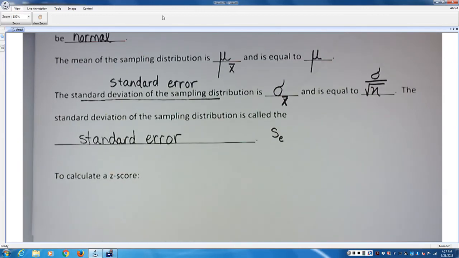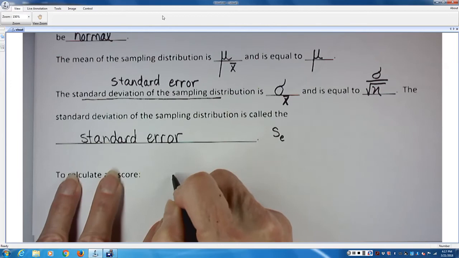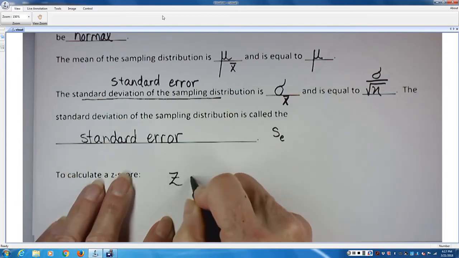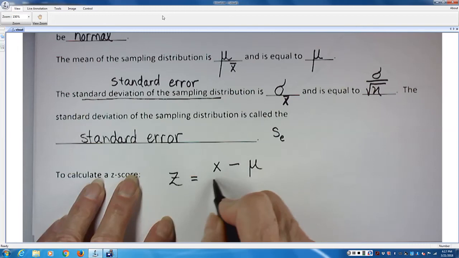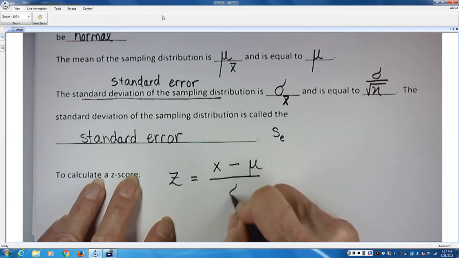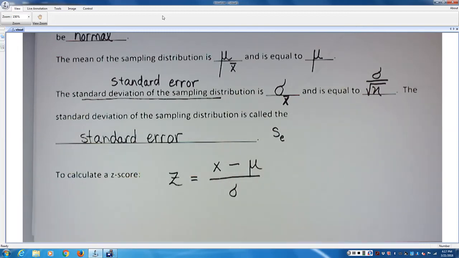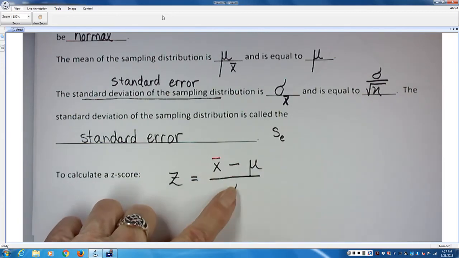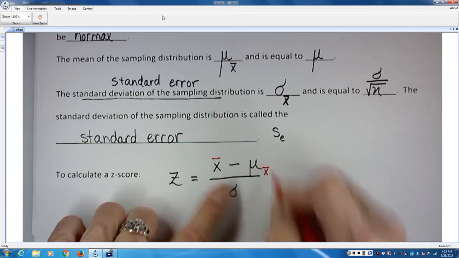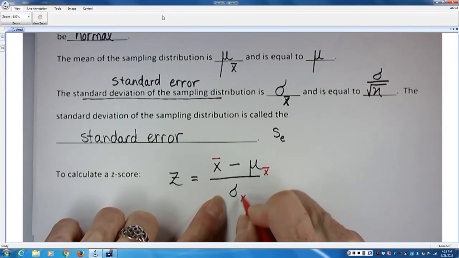Now, since we've been doing normal probability and we're saying all of this is normally distributed, we would need to know how to calculate a z-score. It's really not any different from what we had before. Except now we're not talking about just individual raw scores, we're talking about sample means. So that's going to be the mean of the sample means divided by the standard deviation of the sample means.